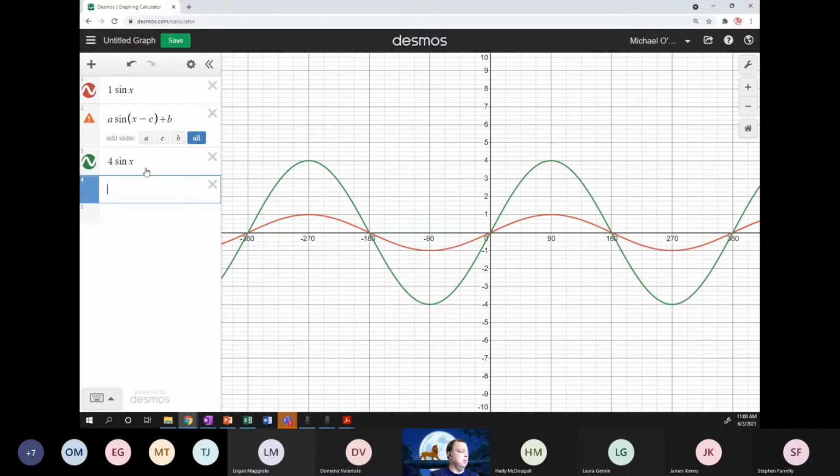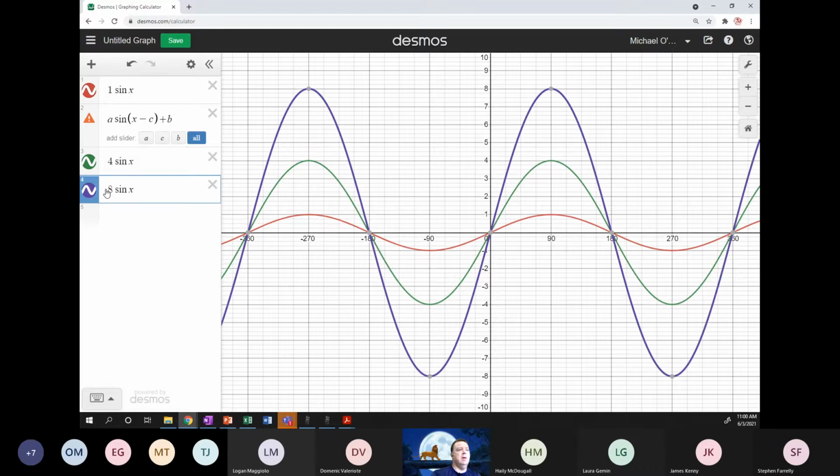Okay? So what if I put a 5 in here? Let's put a bigger number. That's how far it's going to go up, and that's how far it's going to go down from the parent, from the axis of symmetry, from the middle. Okay? So it goes up 8, it goes down 8.